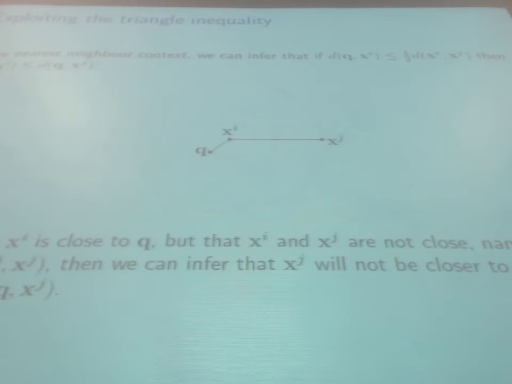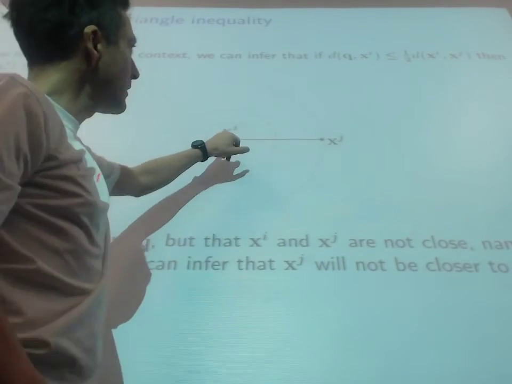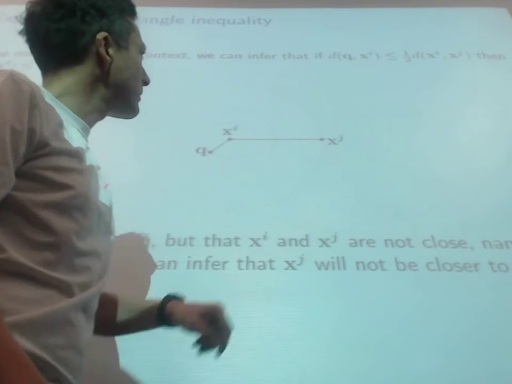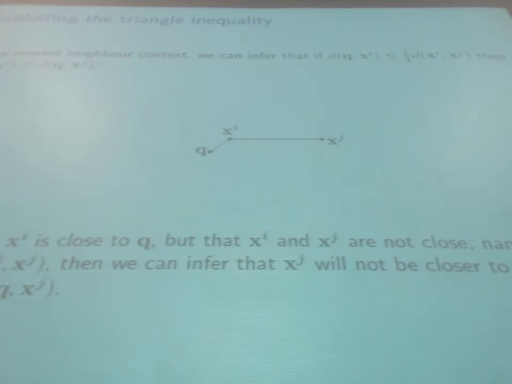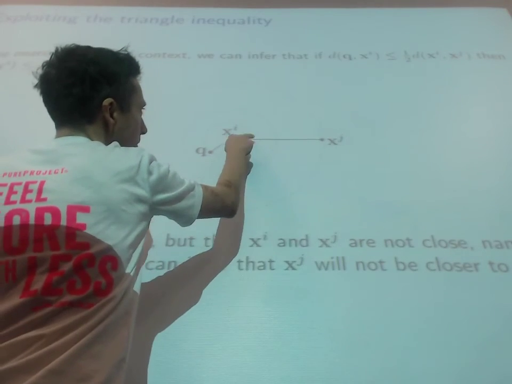So the way to potentially visualize this is to say, here's xi, and the distance between these two points is this. Basically, this is the distance here between Q and xi.